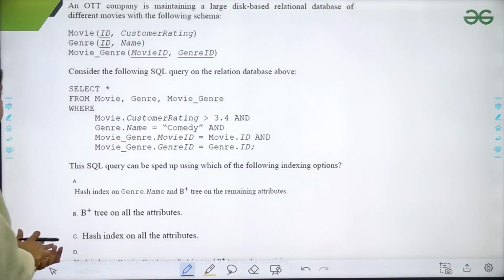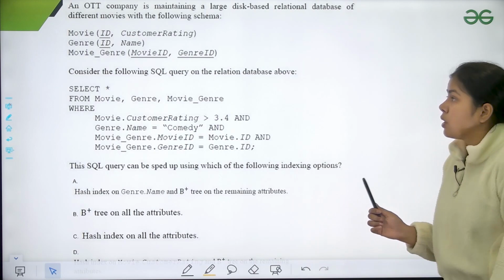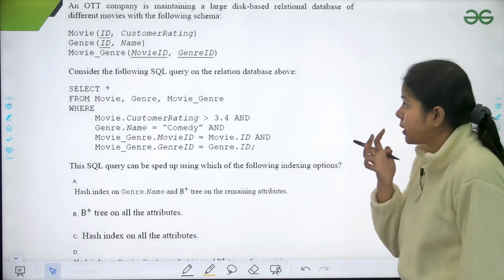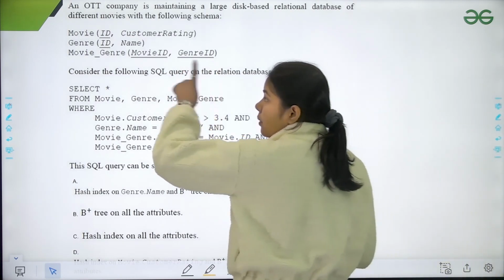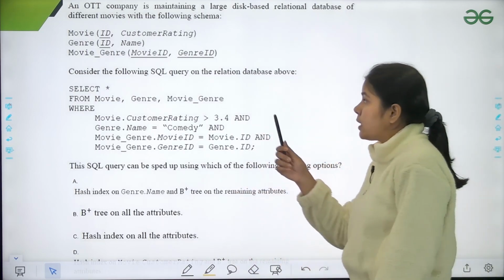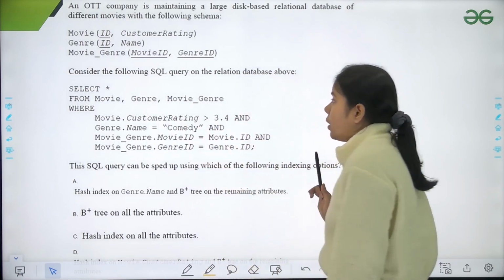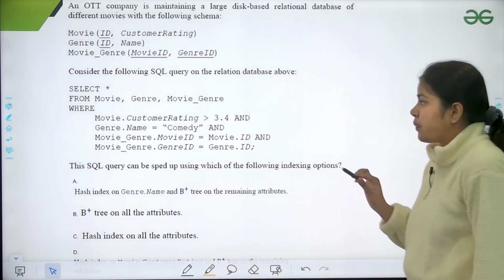Now the next question we have is: an OTT company is maintaining a large disk-based relational database of different movies with the following schema. Schema is movie ID, customer rating, genre ID, name. Movie genre is movie ID, genre ID. Consider the following SQL query on the relational database above.